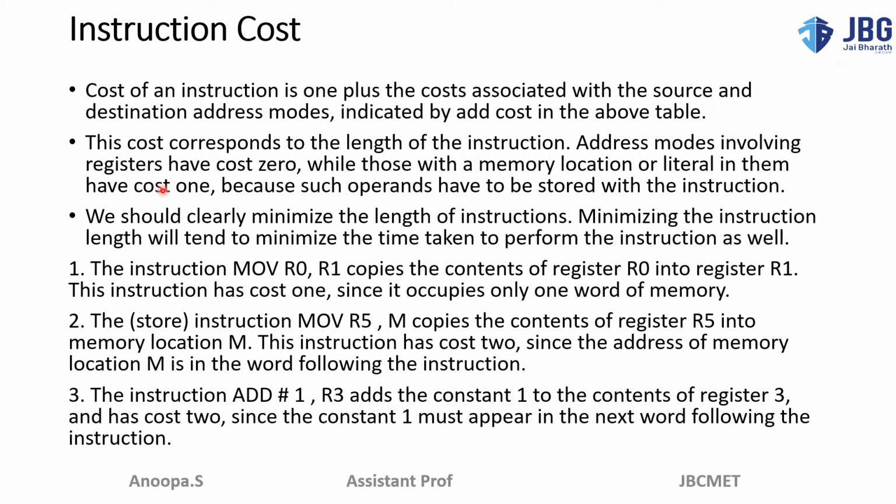Now, we should minimize the length of instructions, right? The instruction move R0, R1 copies the contents of register R0 into register R1, and this has a cost of 1, since it occupies only one word of memory. Now move R5, M. Since there is M, there is already a cost of 1, so we have to add one more, so the total instruction cost becomes 2. Now add #1, R3. Since it is a literal value, we have cost 1 plus 1. It will lead to an instruction cost of 2.